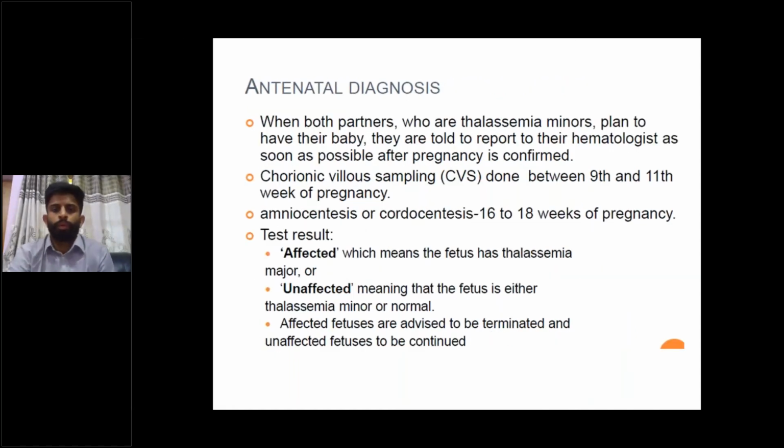Now, antenatal diagnosis: when both partners who are thalassemia minors plan to have their baby, they are told to report to their hematologist as soon as possible after pregnancy is confirmed. Chorionic villus sampling is done between 9th and 11th week of pregnancy. Amniocentesis or cordocentesis is at 16 to 18 weeks of pregnancy. The test result: affected means the fetus has thalassemia major, or unaffected means the fetus is either thalassemia minor or normal. Affected fetuses are advised to be terminated and unaffected fetuses to be continued. That is the therapeutic abortion option that is given to the parents. So that is about antenatal diagnosis.